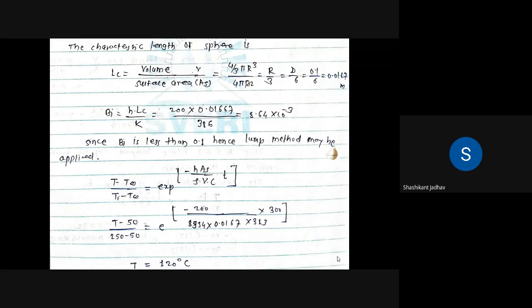Because surrounding temperature is 50°C and initial temperature is 250, whatever temperature we get after 5 minutes will be less than 250°C. By mistake, if we got the answer 300°C, then we have to understand that the answer is wrong. Then we have to check the calculation and find out the correct answer. Okay, so the final temperature after 5 minutes is 120°C.